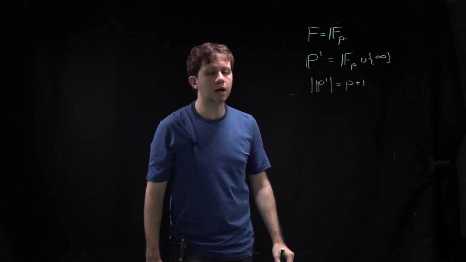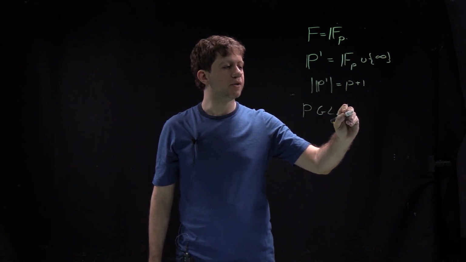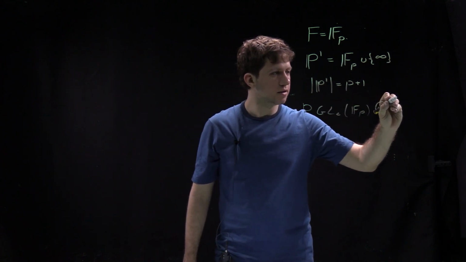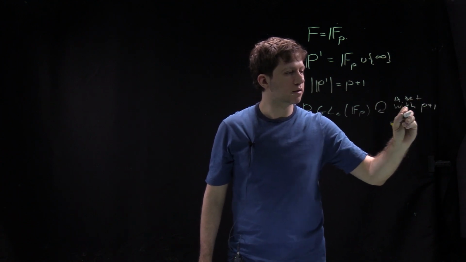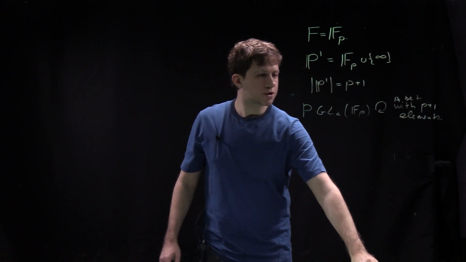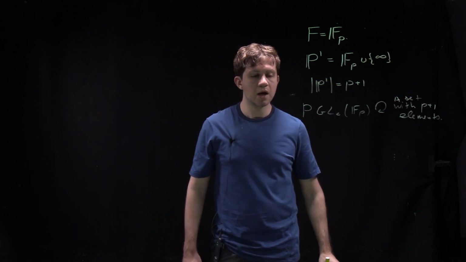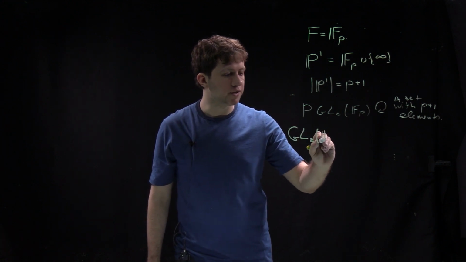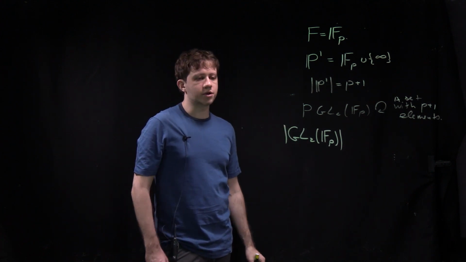So whatever our PGL2 of Fp looks like, it acts on a set with p plus 1 elements. Okay, so let's try to figure out what the size of this group is. For that, firstly, let's consider GL2 of Fp. So GL2 of Fp, what is the order of this group? How do we count this order?